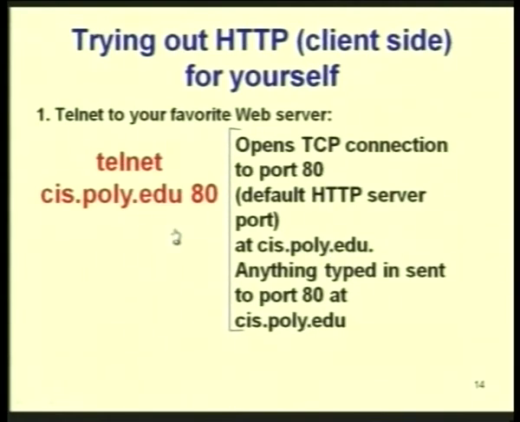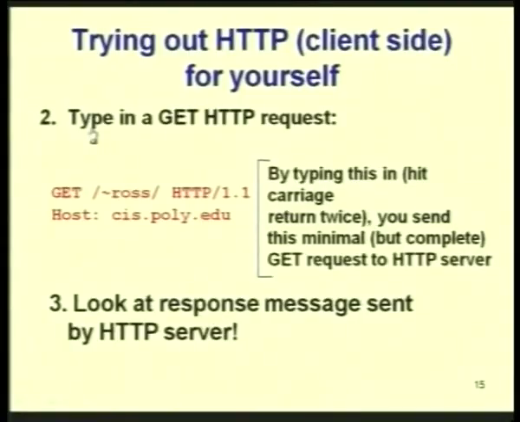So, anything that you type now will be sent into port 80 at cis.poly.edu or whichever website you have specified. Which means you are actually now connected to the HTTP server which is running on that particular machine. Now all you need to do is type in your HTTP request messages. So, you can do something like GET /~ROS/ HTTP/1.1, then specify Host: cis.poly.edu. And then you hit return twice, that completes this message.